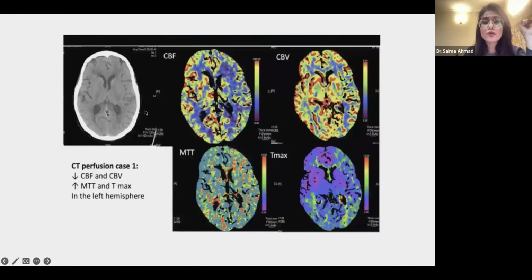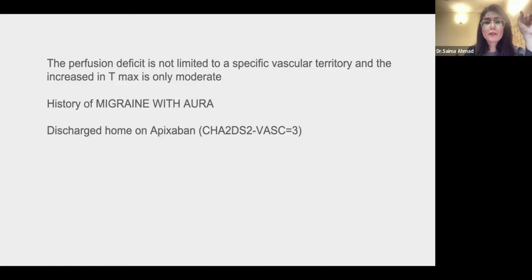And when you see the perfusion imaging, you can see that there is a decrease in the cerebral blood flow and volume involving the left hemisphere, and there is an increase in the MTT and the Tmax in the left hemisphere. So it is not involving a single vascular territory, and keeping the previous history in mind, we label it as a migraine.